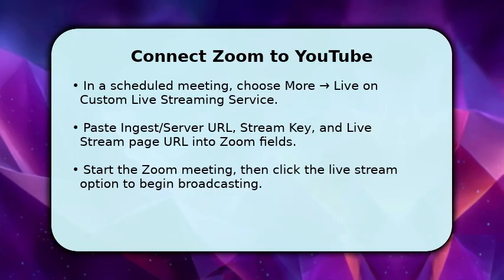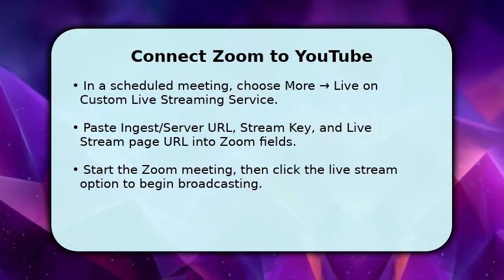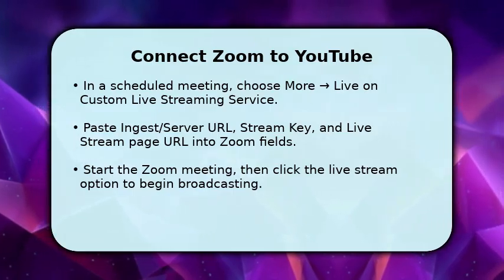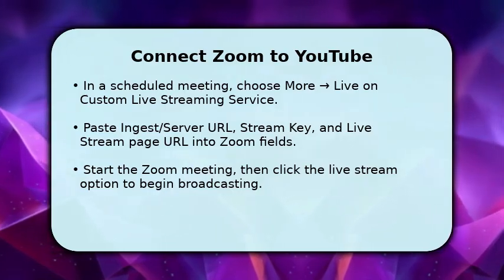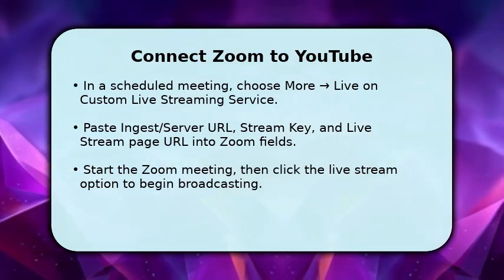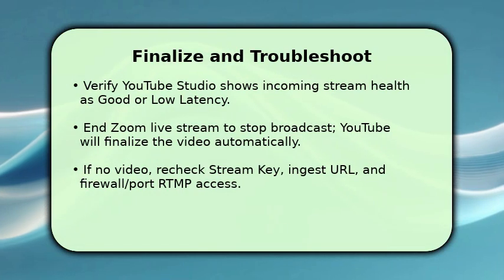Save and confirm. You'll see a prompt, authorize the stream to start. Make sure your host starts the recording or shares content. Zoom sends the live feed to YouTube's ingest server in real time. You should now watch YouTube Studio for stream health. Once YouTube reports a good connection, you're live.